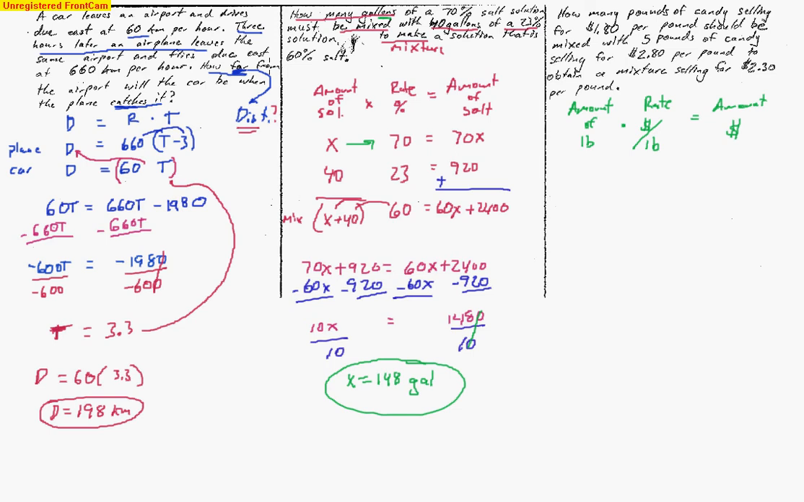And so let's read off what we've got here. It says how many pounds of a candy selling for $1.80 per pound should be mixed with. So we know this is part of the mix. So how many pounds? We don't know. But we do know what the rate is. It's $1.80 per pound. And I'm just going to write 1.8 because the 0 at the end doesn't affect anything. And it should be mixed with 5 pounds, so 5 pounds of candy that sells for $2.80 per pound.